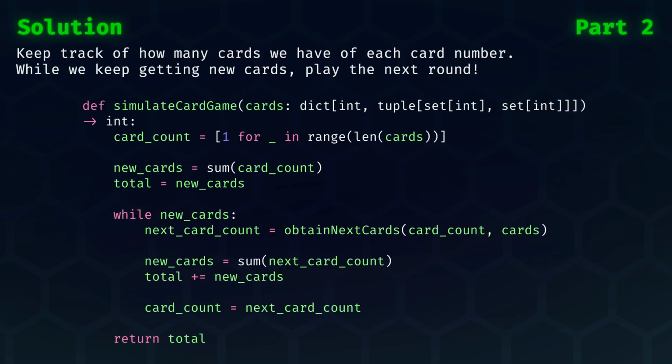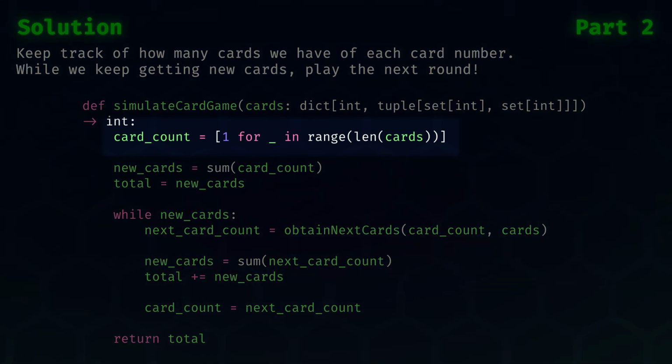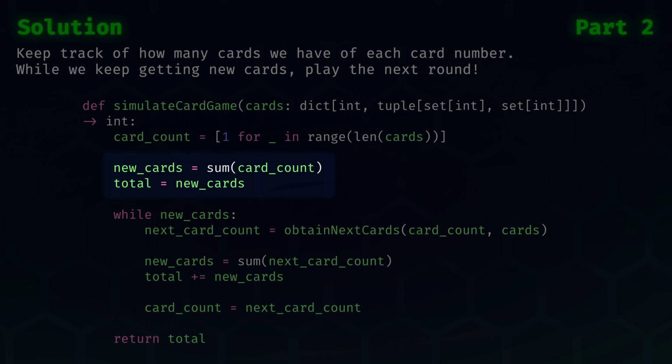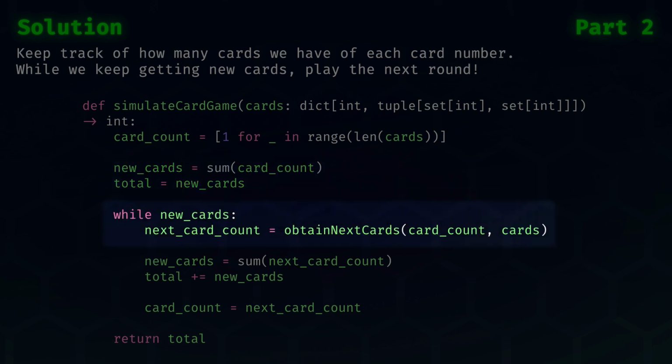What we want to do here is keep track of how many copies we have of each card. Since we get one copy of every card at the beginning, we create a list of ones in card count. Then we denote all those initial cards as the number of new cards that we have, which is also the total that we have thus far. Then, while we keep having any number of new cards, we simulate one round of the game where we calculate how many cards we get as winnings based on our current cards. We do this using the obtain next cards function, which we'll dive into a bit later.